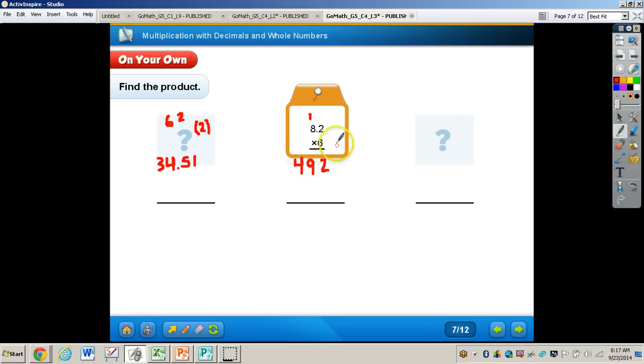Now, we know that within my factors, now, cannot forget this step, there's 1 digit to the right of the decimal within my factors. So because there's a 1 total digit to the right of the decimal within my factors, that means there needs to be 1 total digit to the right of the decimal within my product. So I put my decimal between the 9 and the 2.